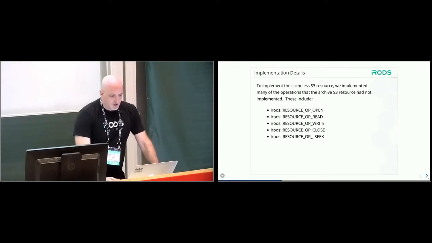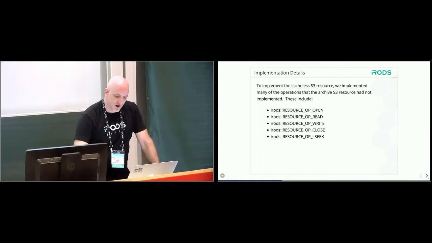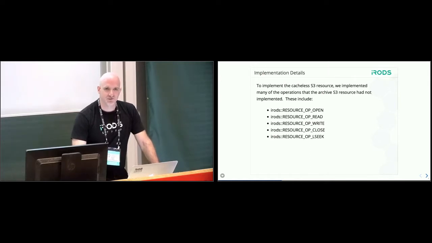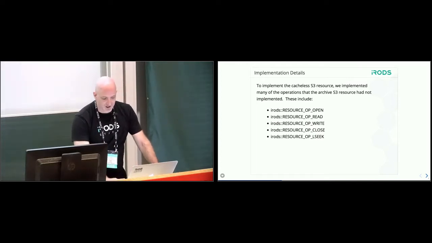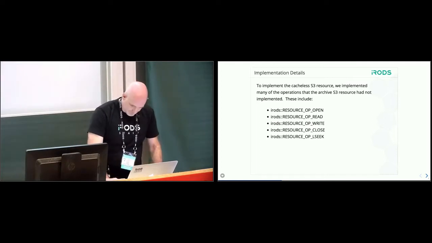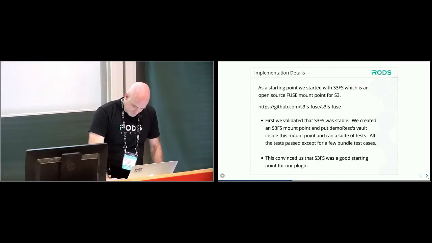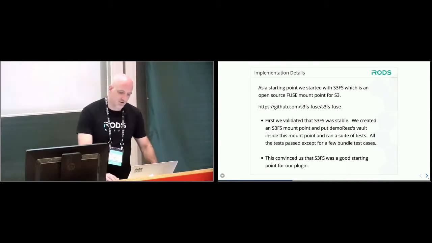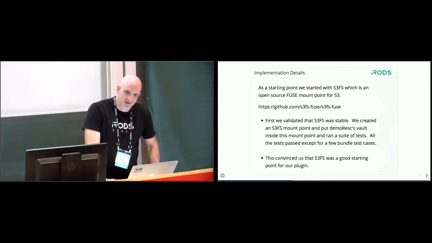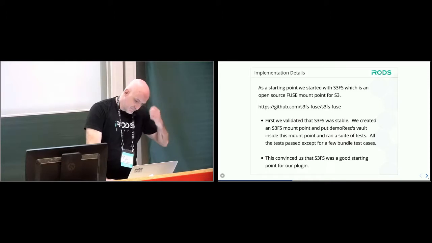Okay. So what do we have to do to implement the Cacheless S3 resource? The POSIX-like operations that were not implemented in the cache resource had to be implemented. This is a subset of them, but open, read, write, close, seek, things like that. Okay, so how did we do this? The first thing we did is we started with a project called S3FS. It's a Fuse plugin for S3.